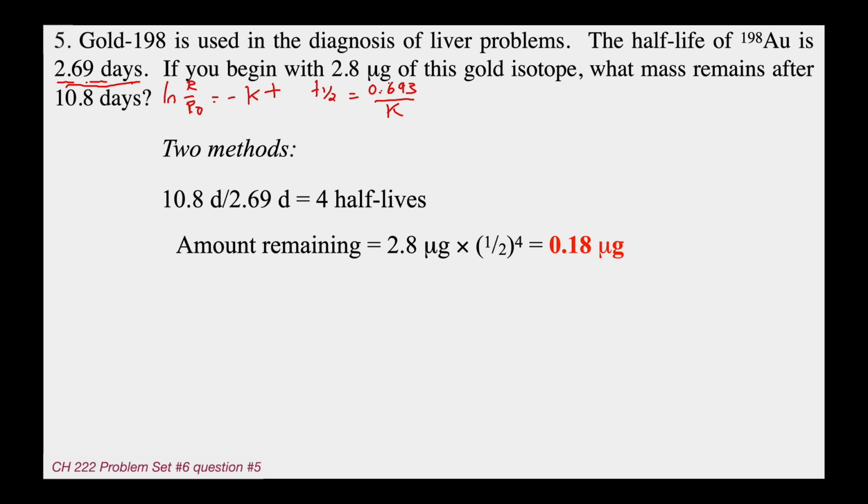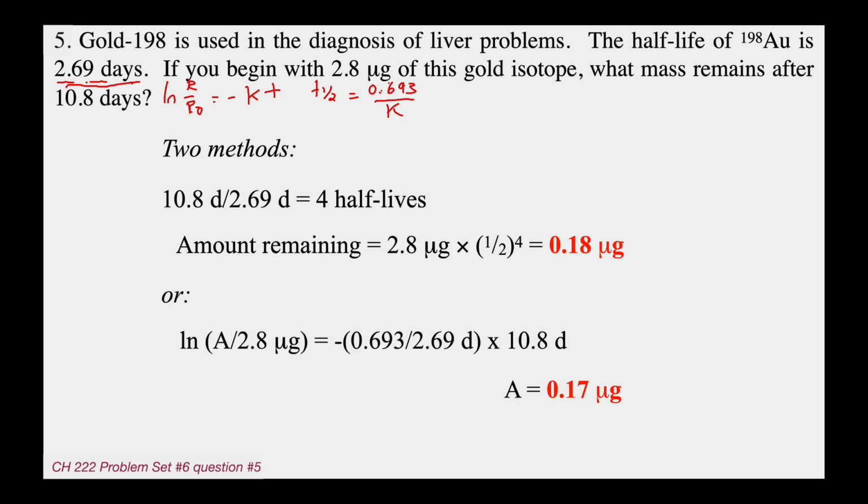This is honestly totally fine to do it that way. The way that I prefer you to think about it is using the first-order integrated rate law: ln(R/R0) = -kt, but because we don't know k, 0.693 divided by the half-life is also equal to k. So I didn't even solve for the rate constant here. I just plugged it in like that and multiplied it by 10.8. Slightly different answer: 0.17 micrograms versus 0.18 micrograms.